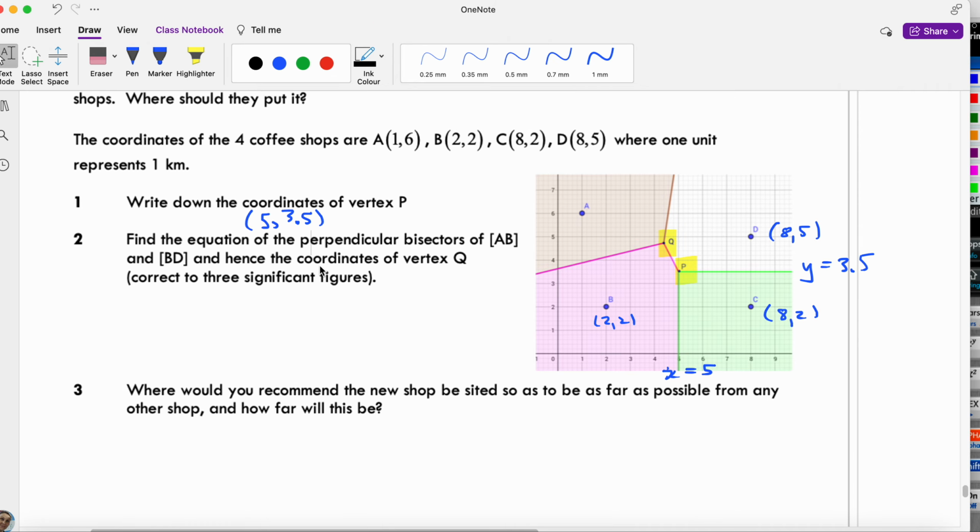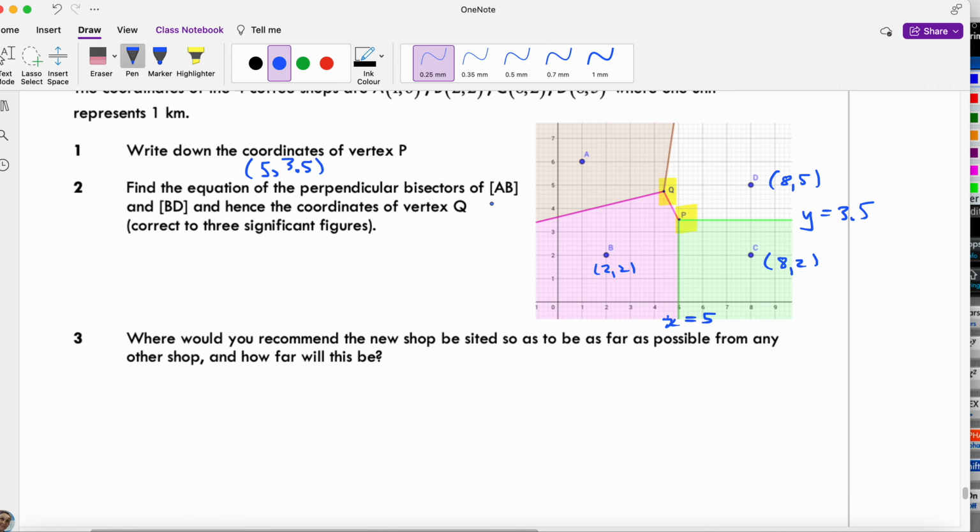Okay, all right, find the equation of the perpendicular bisector of AB and BD, and hence find the coordinates of the vertex Q. So we're going to have to do all this work. Fine. Okay, let's first find the midpoint of, so we're going to be working with B and D. So we're going to be looking for this line, right? That's what we're looking for.